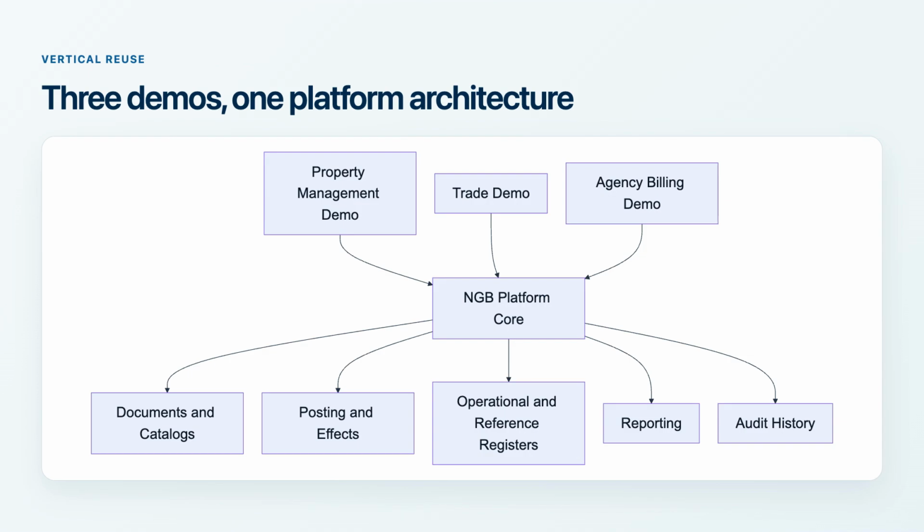NGB currently demonstrates this architecture through multiple vertical demos: property management, trade, and agency billing. Each vertical has its own documents, catalogs, workflows, posting logic, and reports, but they all sit on the same underlying platform model. That is the main point. The verticals are not isolated applications. They are demonstrations of reusable platform architecture.